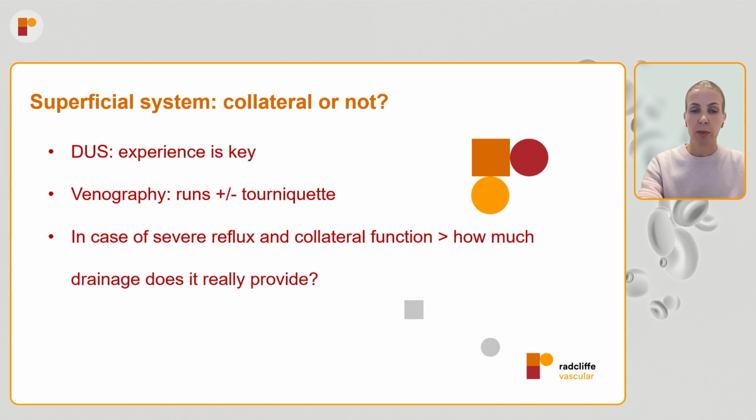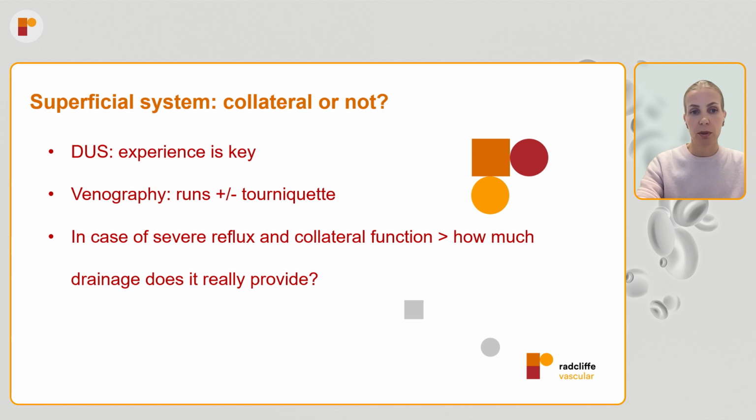Now, that last point can sometimes be difficult. So is the superficial system a collateral or not? And I think that is, for this presentation, the main interesting point, and also sometimes the problem, because you have to really identify that. Otherwise, you will never be sure whether or not you can treat it. So do you leave it intact? Is it important for drainage or not? And I think duplex ultrasound is, well, at least you start with that. But experience is key. So it can be difficult to see, is this reflux or is this a collateral?